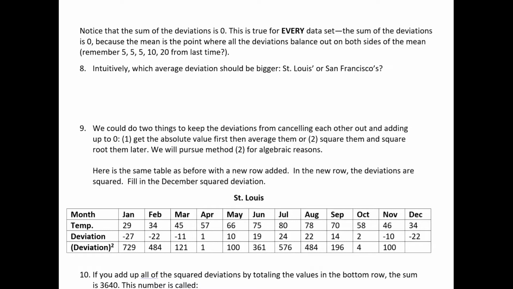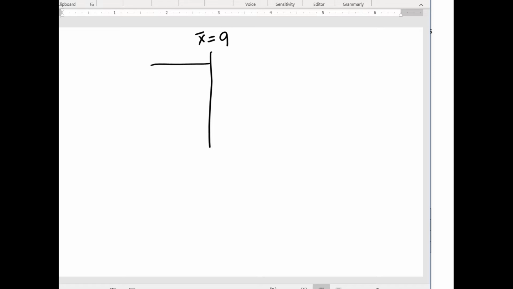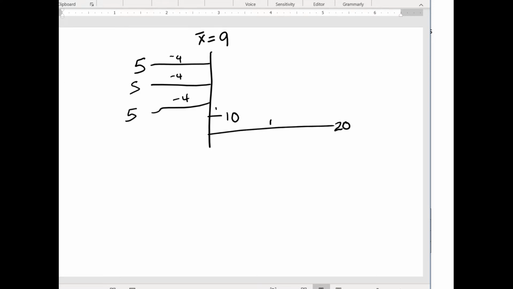So remember the 5, 5, 5, 10, and 20 from last time? Let me pull up another sheet here. Okay, so this is representing the mean on our number line. In this case, we'll go with that example again, where we had 5, 5, and 5, each being 4 below. And then we had 10, which is 1 above, and then 20, which is 11 above.